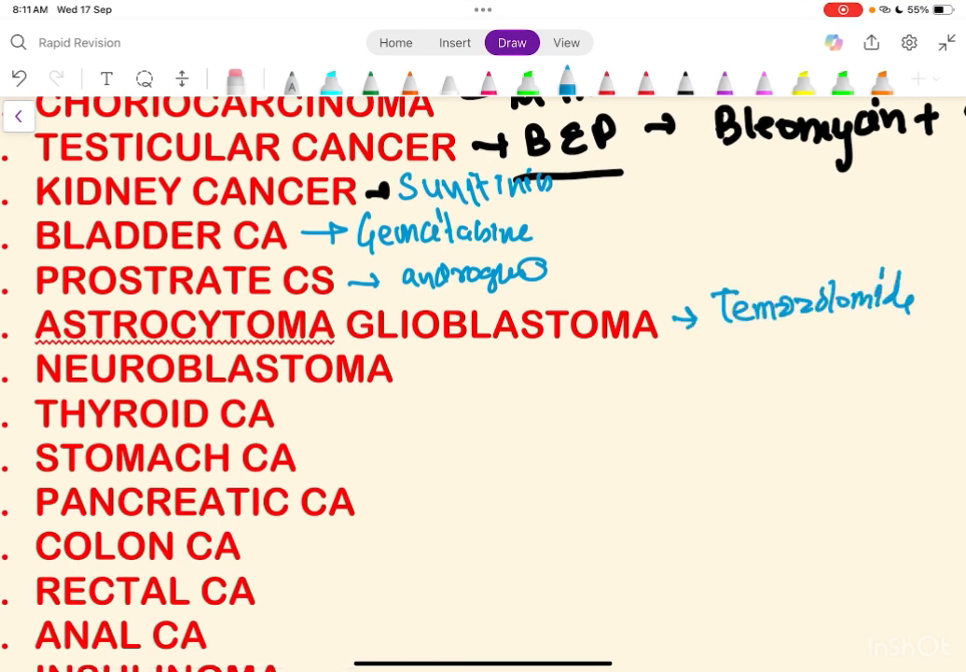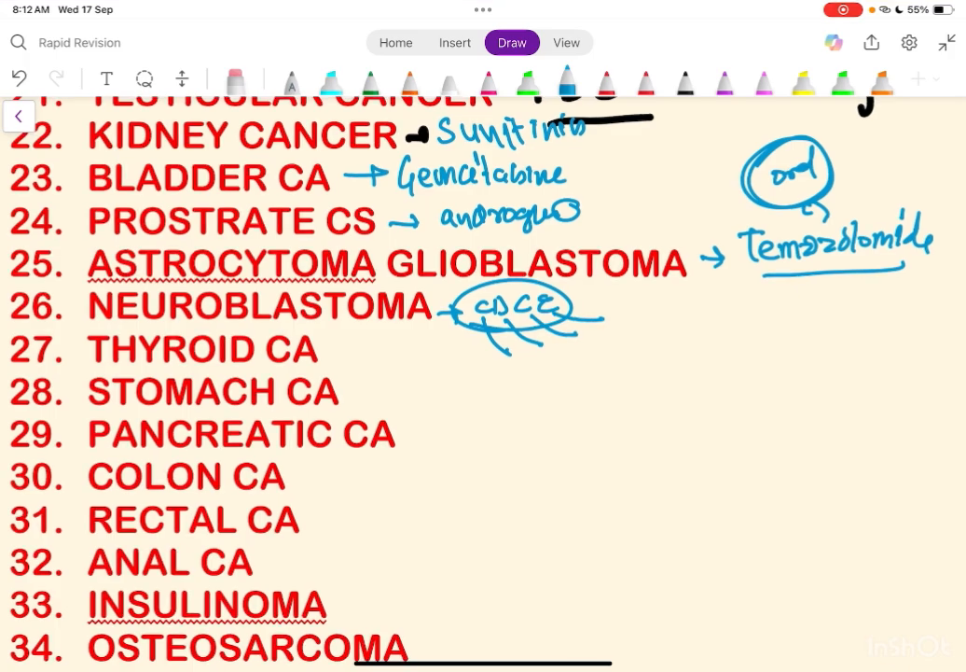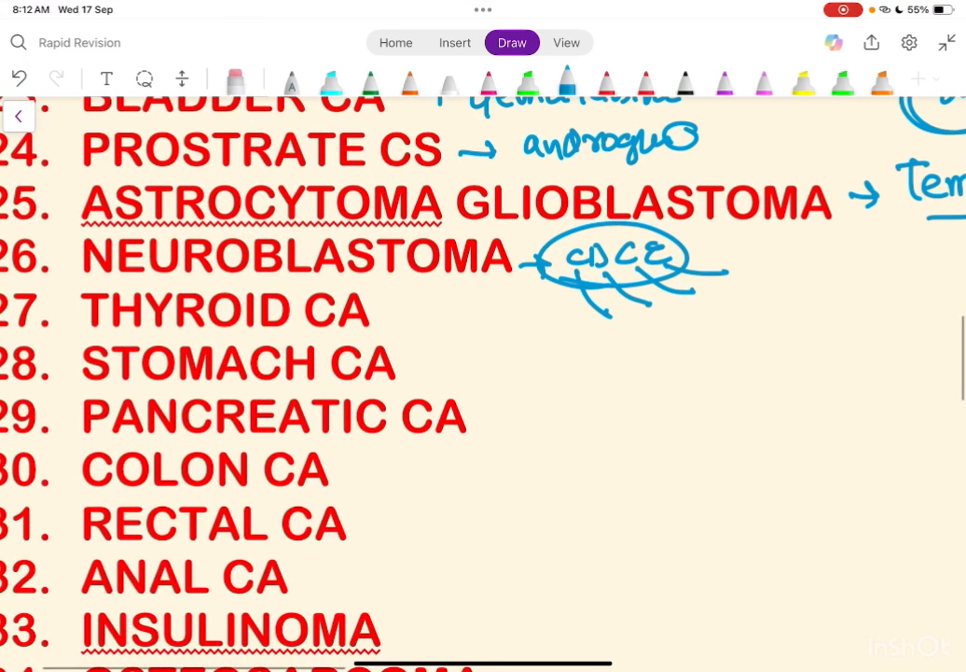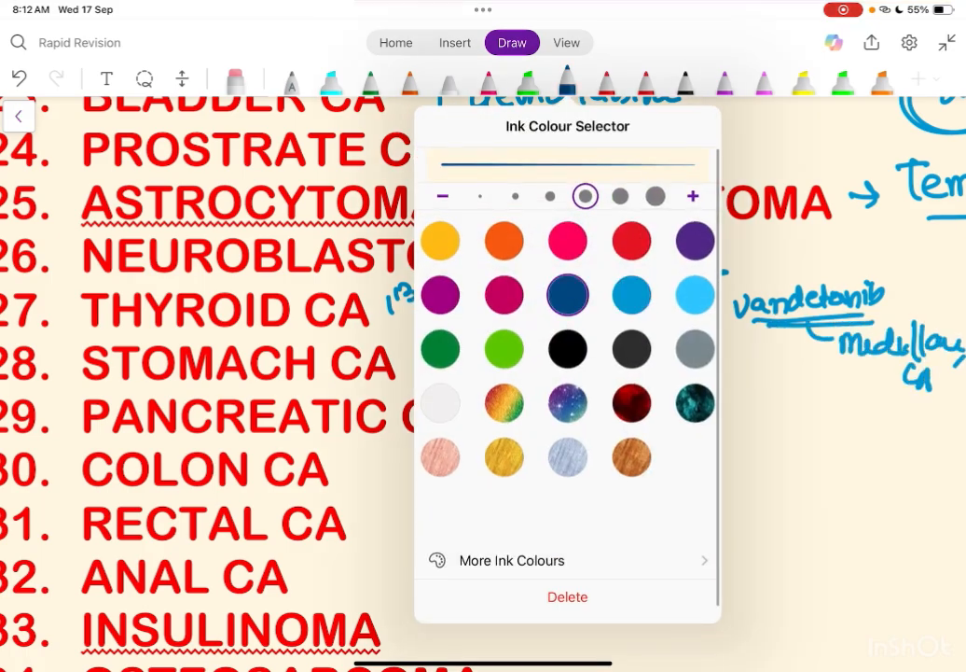Now this is also a question that this is an oral drug, right? Then neuroblastoma. In neuroblastoma, basically you have CDCE. So you have cyclophosphamide, then doxorubicin, then cisplatin, and then etoposide. Then thyroid carcinoma. This you can remember I-131 or sorafenib. Now in this, there's this one point recent, that is vandetanib is used for medullary carcinoma. Now it is also covered in general surgery, so this is an important point from exam point of view.